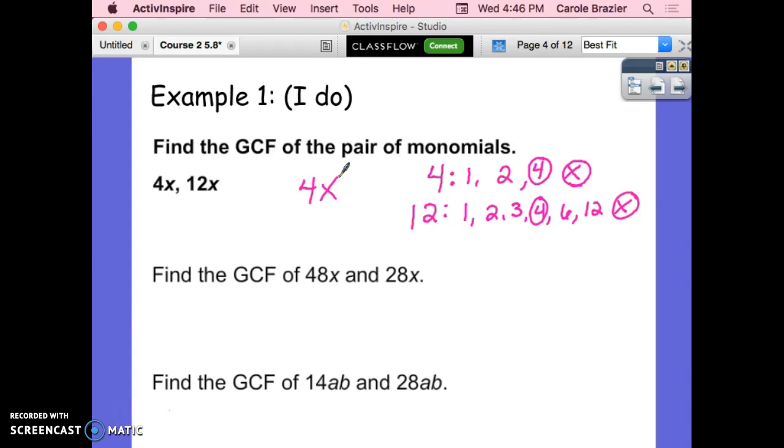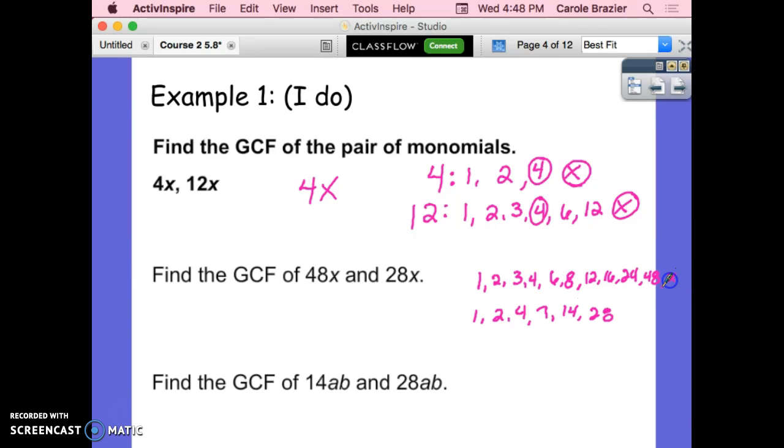Okay, pause the video and you do the next 2 or try the next one on your own, and then I'll give you the answer. Okay, splitting these apart, for the factors of 48, you should have gotten 1, 2, 3, 4, 6, 8, 12, 16, 24, and 48. For the factors of 28, you should have gotten 1, 2, 4, 7, 14, and 28.